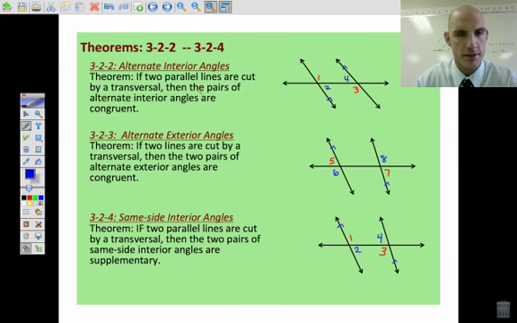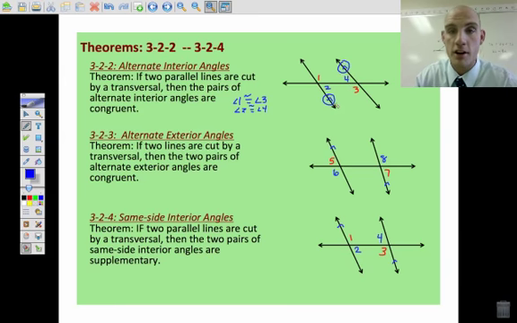If 2 parallel lines are cut by a transversal, then pairs of alternate interior angles are congruent. So, angle 1 is congruent to angle 3, and angle 2 is congruent to angle 4. Because these lines are parallel, notice I've got my little parallel markings here, so they're congruent. Okay? Alternate exterior angles works the same way. Angle 6 is congruent to angle 8, and angle 5 is congruent to angle 7. Parallel lines, gotta have them.